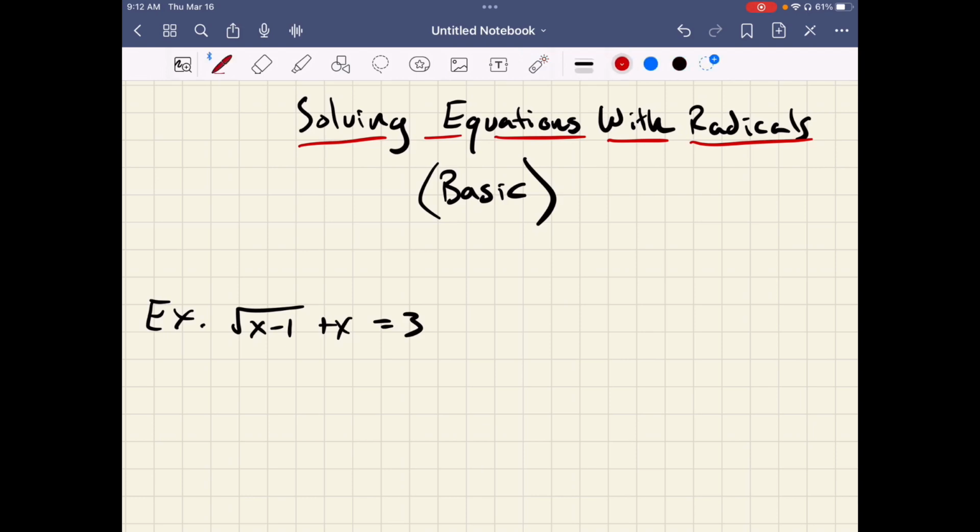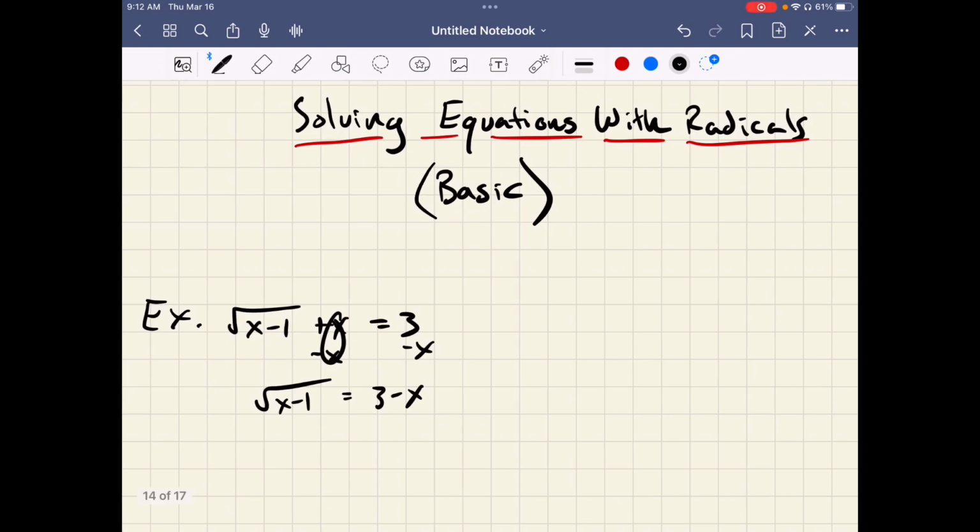So for example, the first thing I'm going to do is subtract this x over to the other side. That gives us a 0. We have the square root of x minus 1 equals 3 minus x. Now, here's why we do that. Because now I can just square both sides.